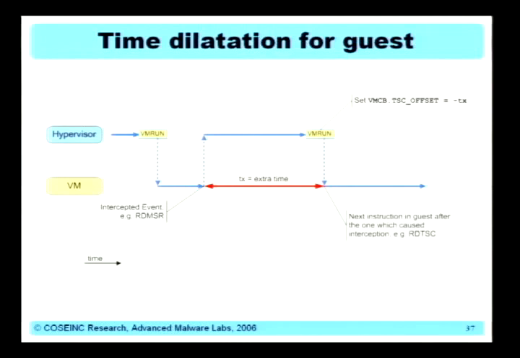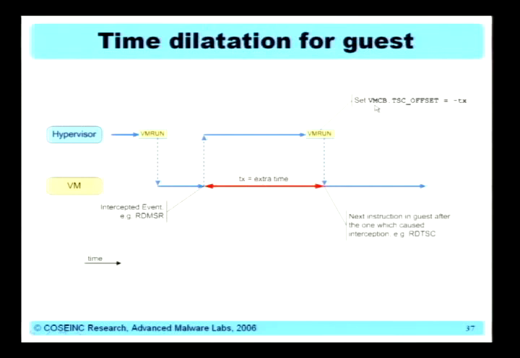It's easy for us to cheat about the time for the guest. So again, here we have hypervisor. It calls VM run, so we're executing inside virtual machine. And let's say we call read MSR here. So this is intercepted. We go into hypervisor. Hypervisor does something to service this call, and then it restores the execution of guest. So it took like Tx extra time, extra cycles.